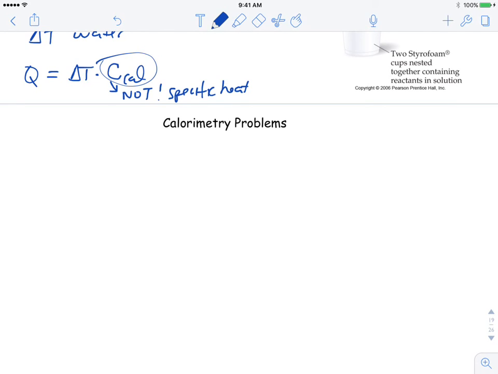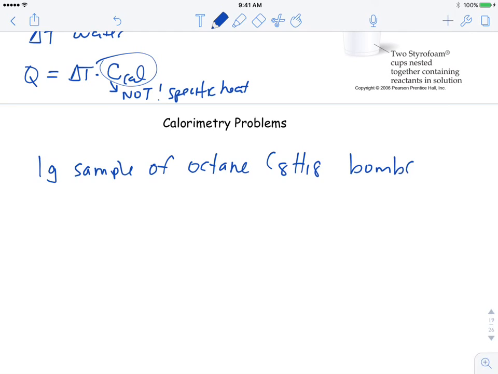The problem looks like this. You have a 1 gram sample of octane, which is C8H18 for those of you that don't know. You're going to put this in a bomb calorimeter that has 1,200 grams of water. The temperature is going to change from 25 degrees Celsius to 33.20 degrees Celsius.